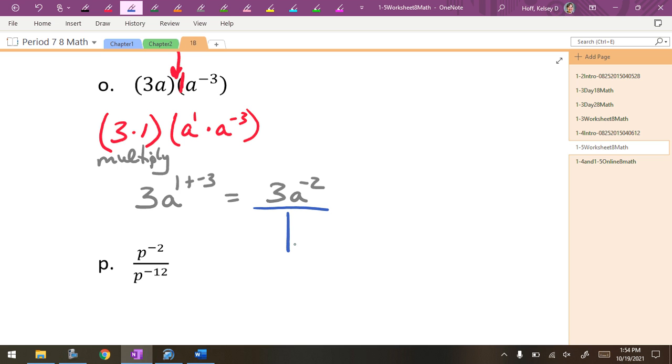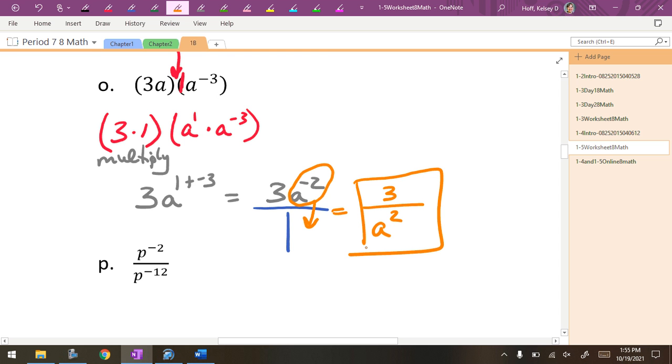It's a negative exponent. So the only thing we really have an issue with is the base A. 3 as the coefficient doesn't have a problem. Leave him alone. Only your base A is going to move. 3 is going to remain in the numerator. A to the 2nd goes to the denominator. You only move them if it's a negative exponent.